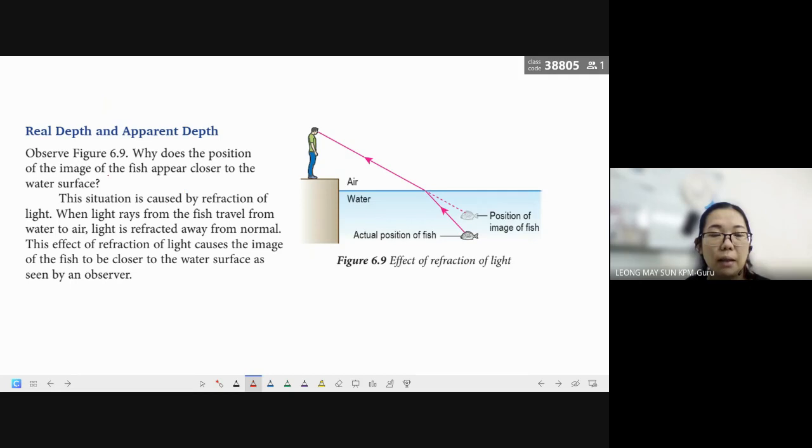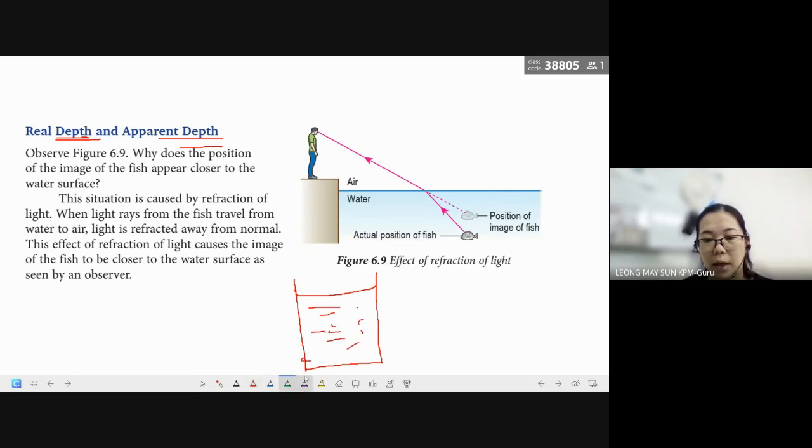All right, so now we're going to go into the third formula. Third formula is due to the depth of water. Now, we're not talking about water waves over here. We are still talking about light wave. So, real depth, what does real depth mean? I take a beaker, I fill the beaker with water, and then I put a coin at the bottom of the beaker. So, the real depth of the coin is from the surface, you measure it to the actual position of the coin. This is known as real depth.